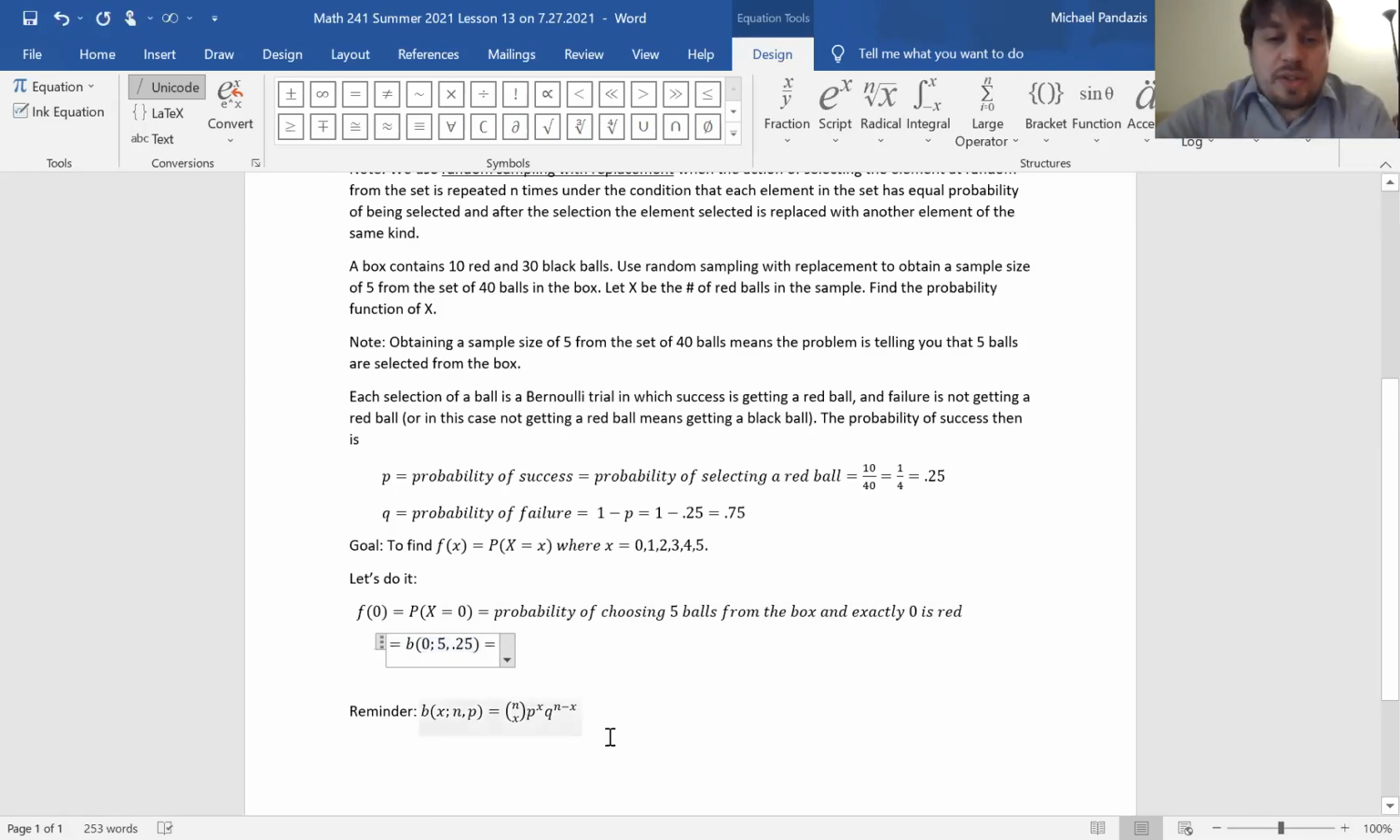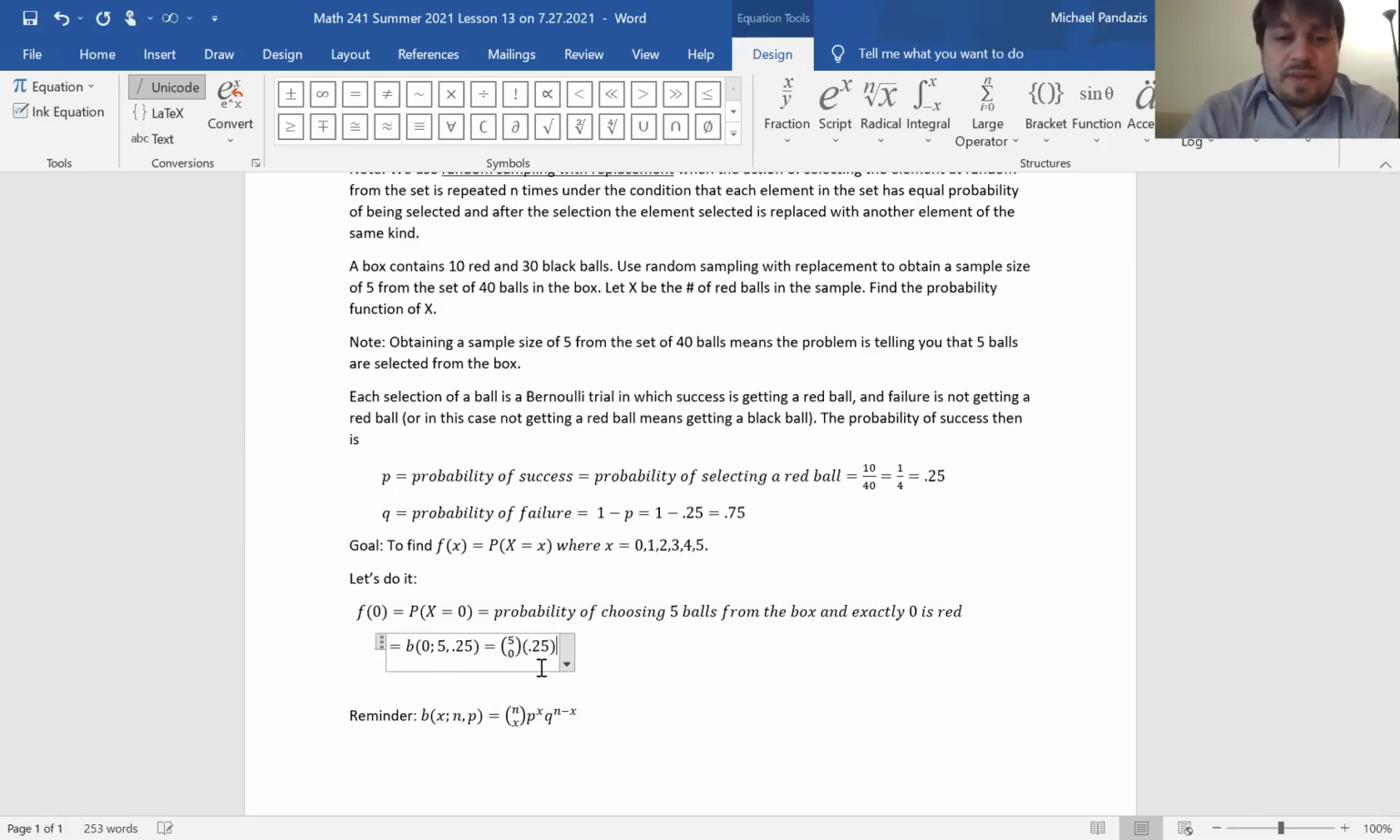And so now you can just use the formula, and the formula says that this is 5C0 times the probability of success, which is 0.25, raised to the number of successes, which is 0, times the probability of failure, 0.75, raised to the number of failures, which is 5. Because if you succeed 0 times, you fail every time. And there are 5 Bernoulli trials. Okay, and so you calculate that.